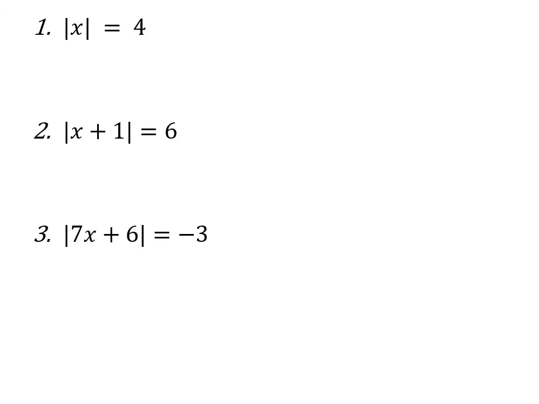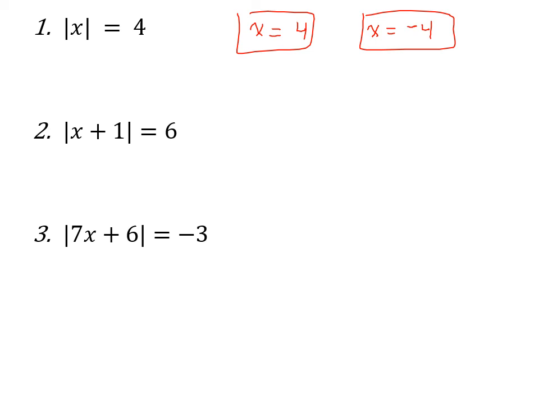So let's do some. For instance, the first one, the absolute value of x equals 4. That means I take what's inside the absolute values, which is the x, and I set it equal to 4, and I set it equal to negative 4. In this case, you're done because you already have the x's by themselves. That was easy, right?